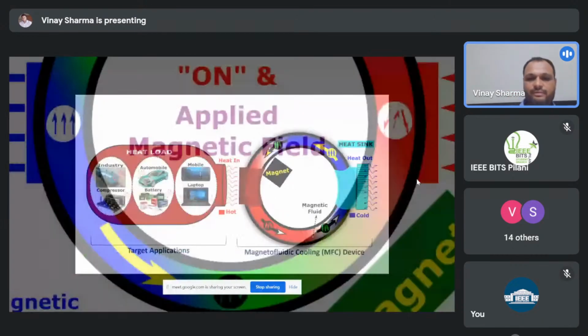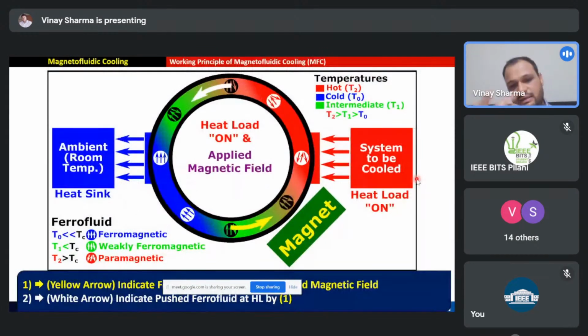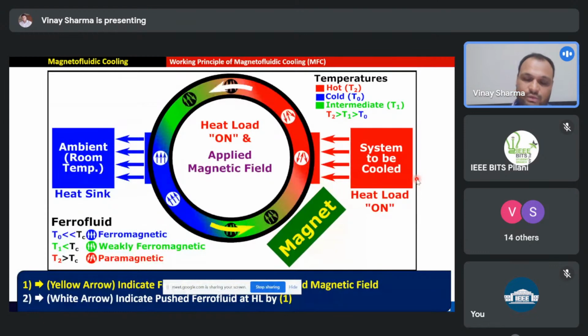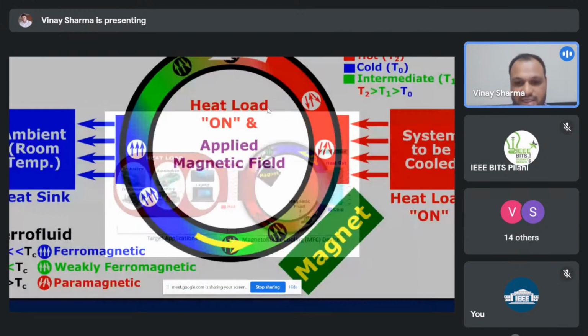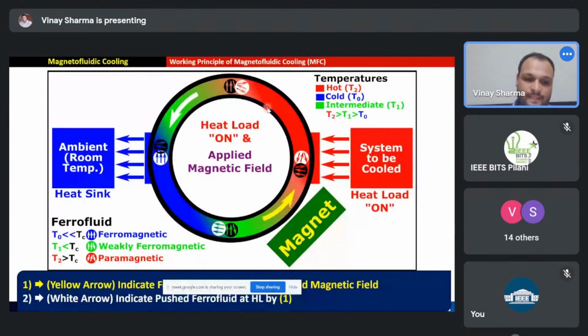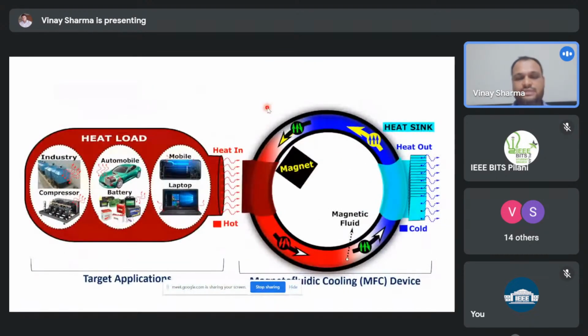Now what's the benefit? Because someone can argue that there are many cooling devices. The benefit is that this cooling device does not require any electricity input. This cooling device can work forever. What it requires is just the magnet and a very stable magnetic fluid. Since our lab was one of the first labs which worked on this, we have got quite 3 or 4 patents on this.